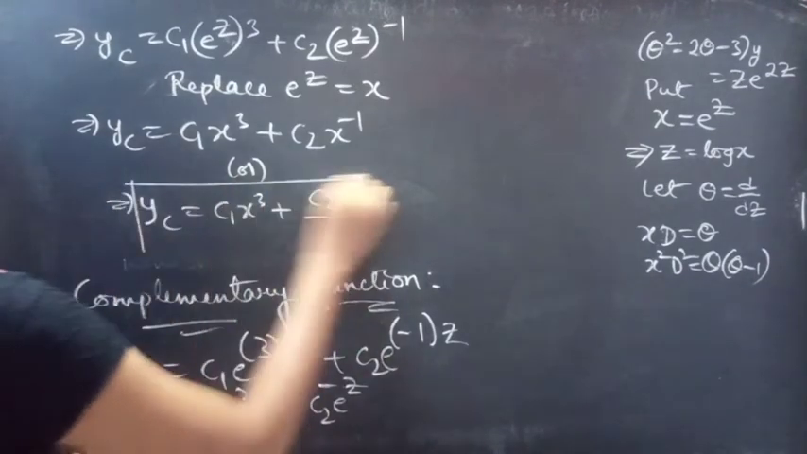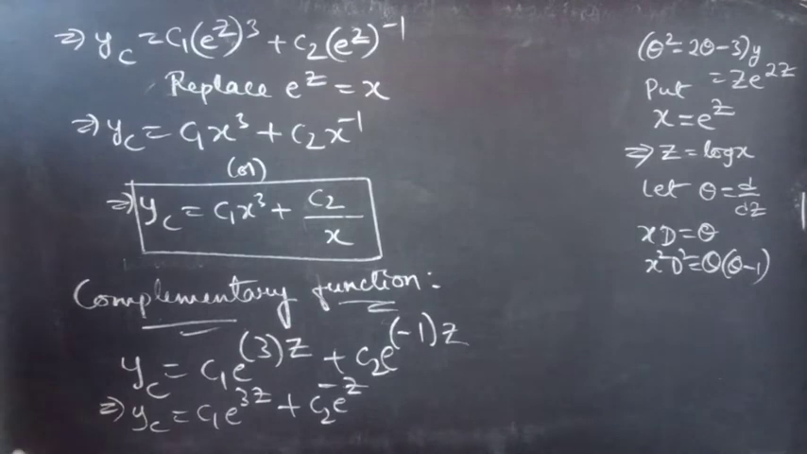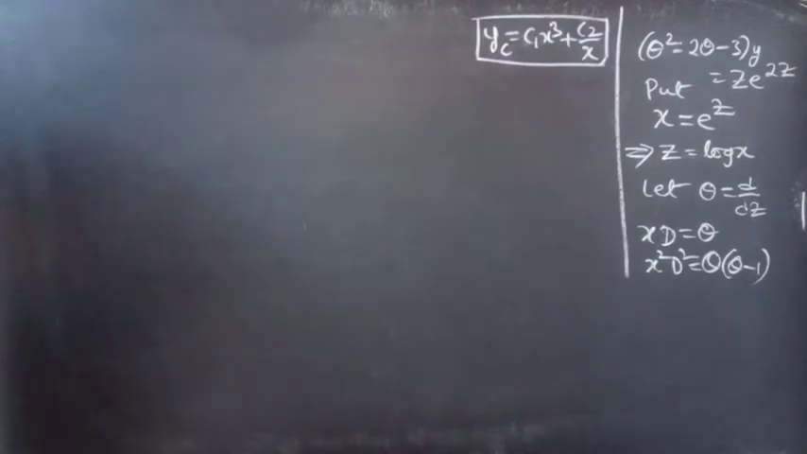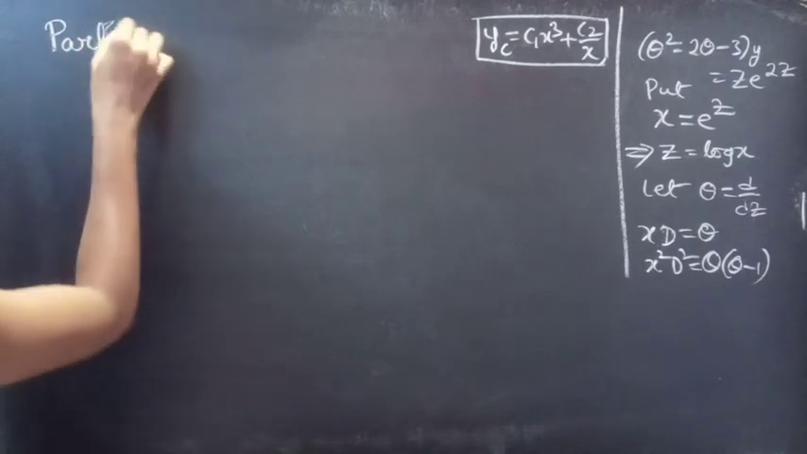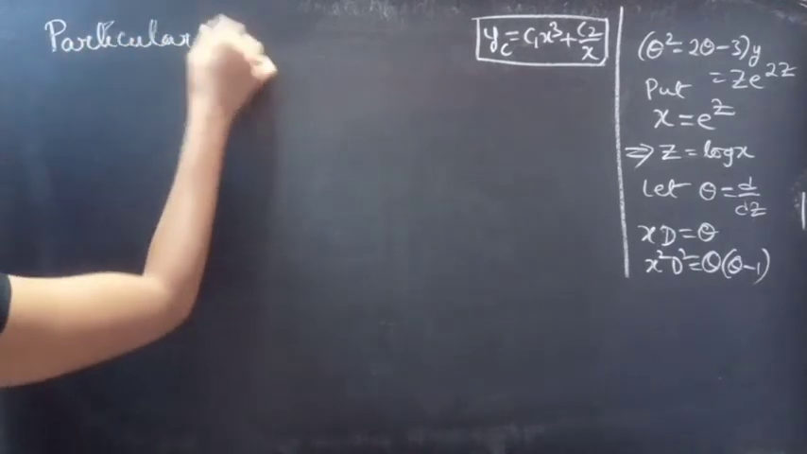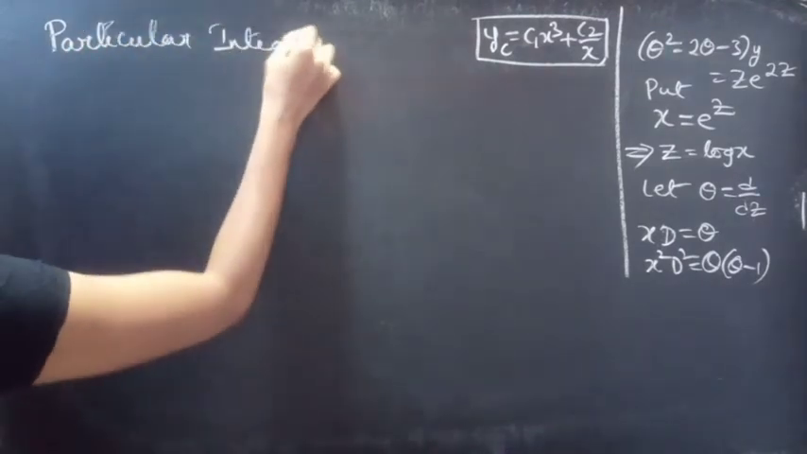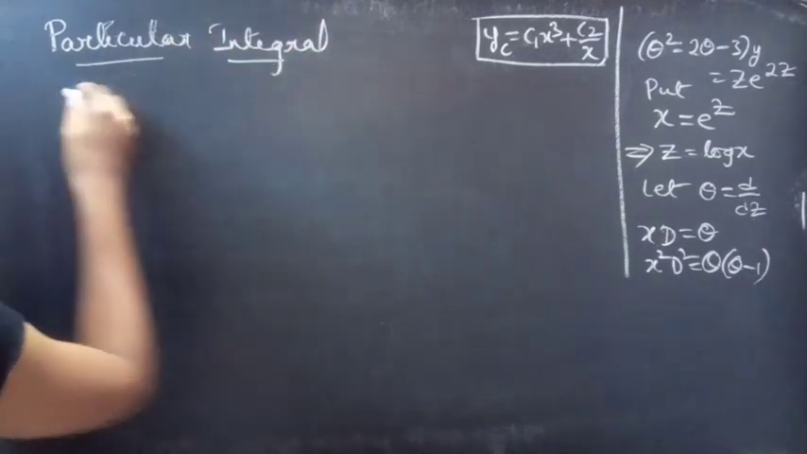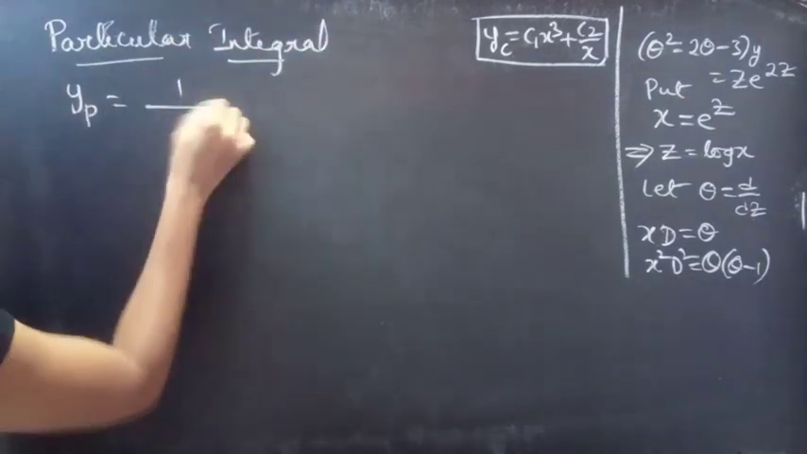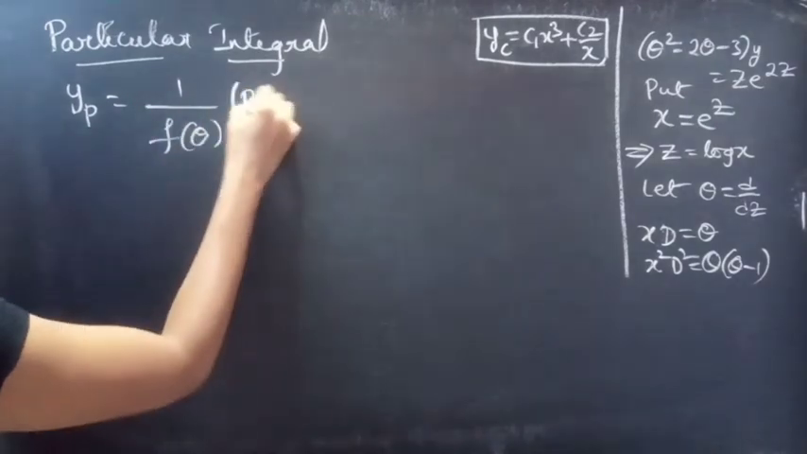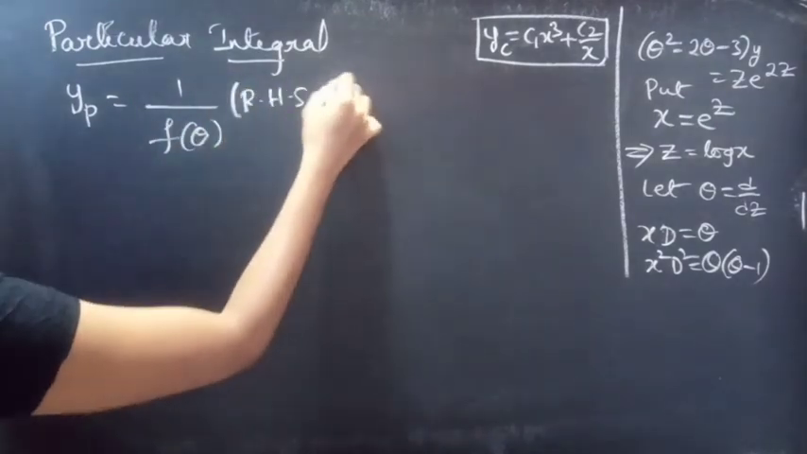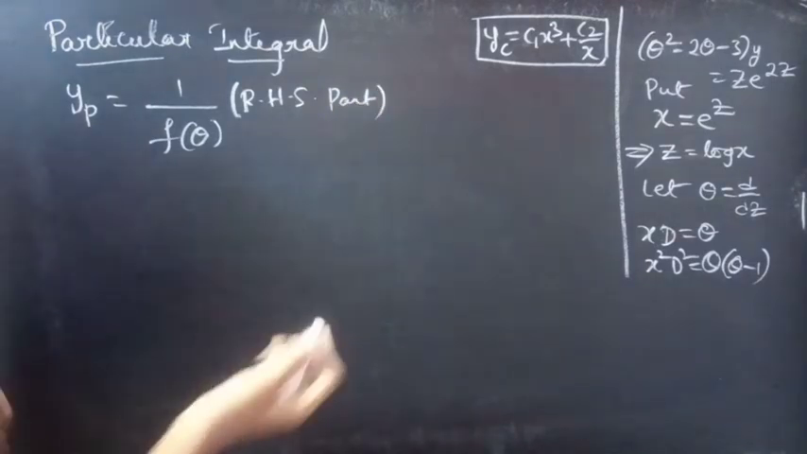So this is our yc. Now let's find yp. We'll find the particular integral using 1 by f of theta into the RHS part, the RHS part of the reduced equation.